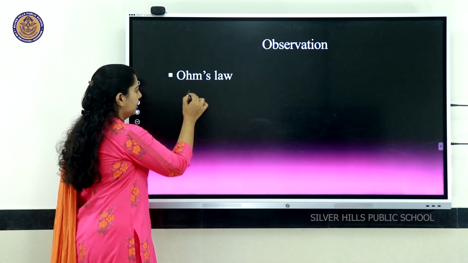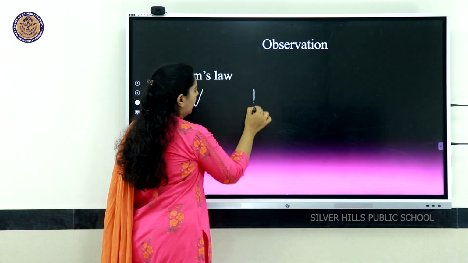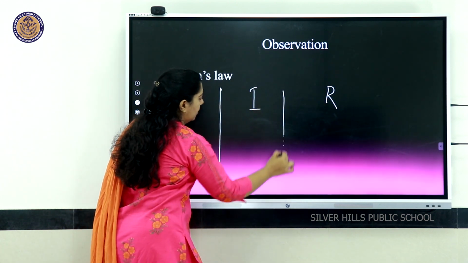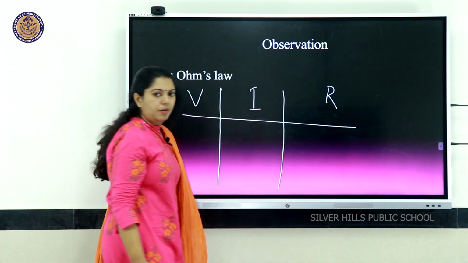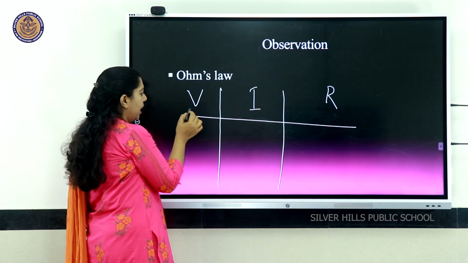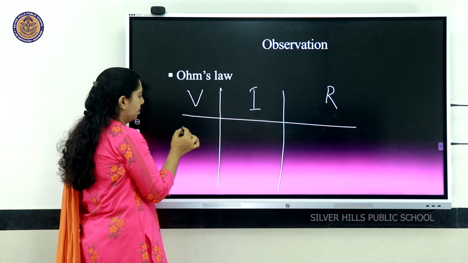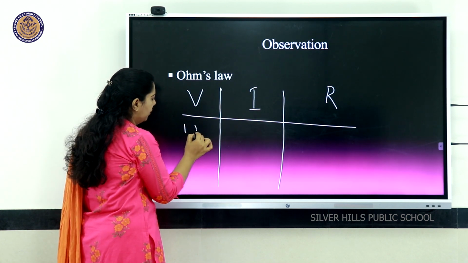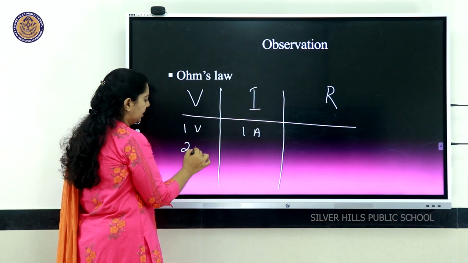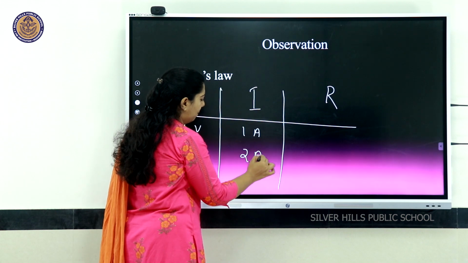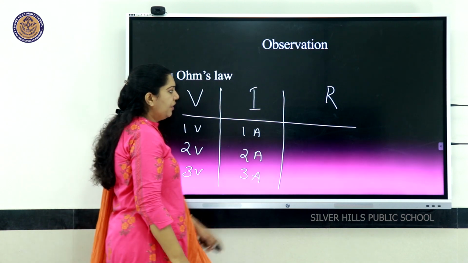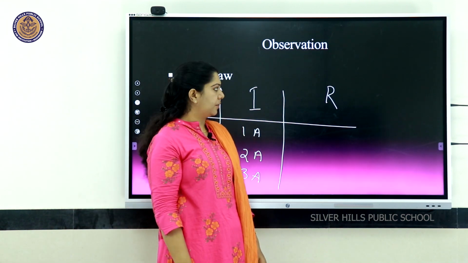For example, we can write V, I and R. From the voltmeter and ammeter, we can measure the readings and we can write those values here. For example, if voltage is 1 volt, current is 1 ampere, and in the second case suppose it is 2 volt, here it is 2 ampere, 3 volt, 3 ampere. Then we can find out the value of resistance R.